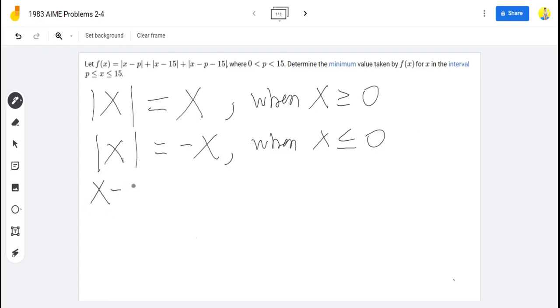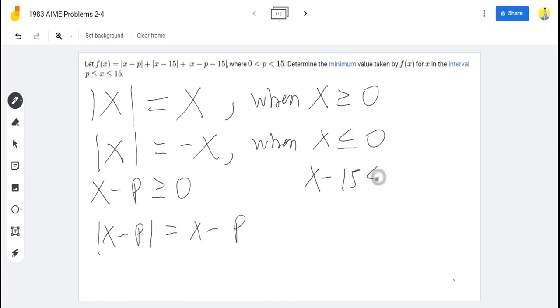We know that x minus p is greater than or equal to 0 because x is greater than or equal to p. Meaning that the absolute value of x minus p is equal to just x minus p. What do we also know? We know that x minus 15 is less than or equal to 0, since x is less than or equal to 15. This means that the absolute value of x minus 15 is equal to 15 minus x.